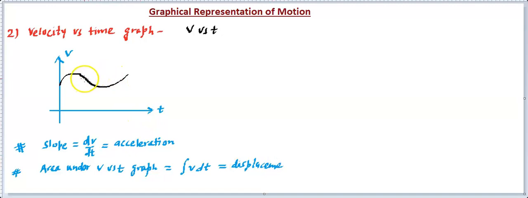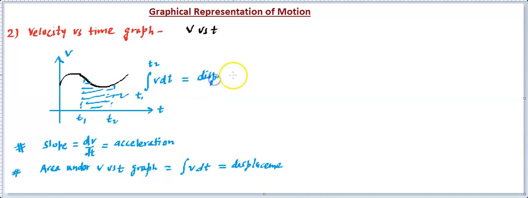So let's say we are interested in this from T1 to T2. So this area under the graph means the area bounded by these time boundaries and this horizontal axis. This area is indicated as integration v dt with limits running from T1 to T2. And this will indicate the displacement from T1 to T2. So that's going to be the displacement of the particle or object, whatever is moving, between the time duration from t equal to T1 to t equal to T2. That's what the meaning is.